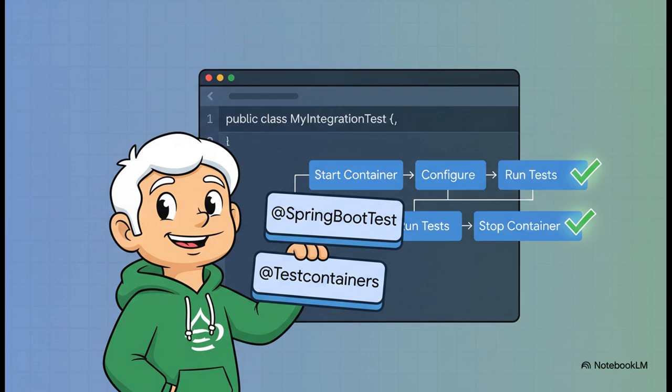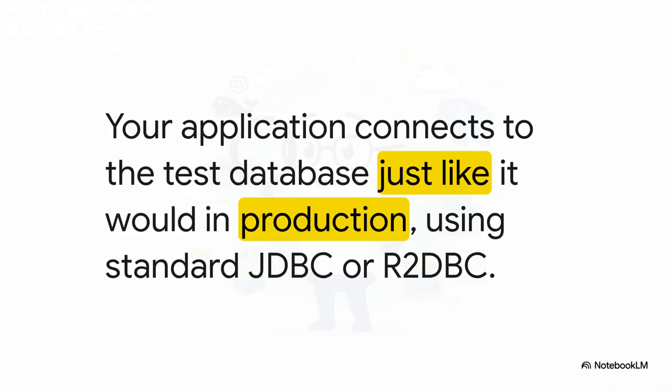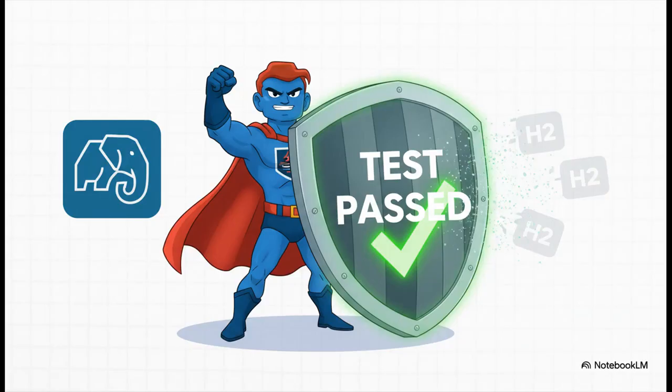It's incredibly elegant. And here's probably the best part. Your actual application code doesn't even know it's in a test. Testcontainers figures out all the dynamic connection details, the random port, the username, the password, and it just feeds them to Spring Boot. Spring Boot then configures your database connection. Your code connects to it just like it would in production, which is exactly what you want for a high-fidelity test.